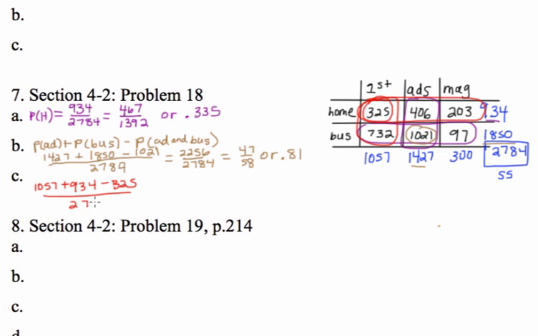Over our total. And that will give us 1666 out of 2784. Or a reduced fraction of 833 out of 1392, or 0.598.